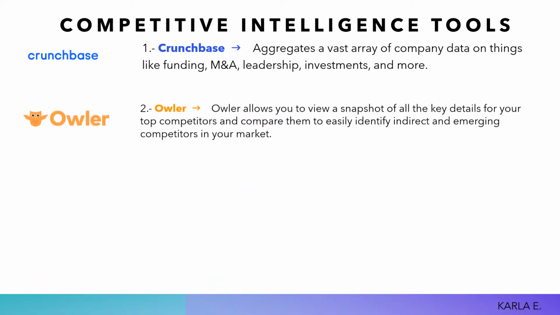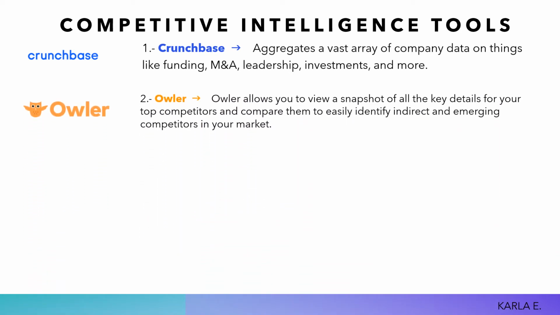The next one is called Euler. Euler allows you to view a snapshot of all the key details for your competitors and compare them to easily identify indirect and emerging competitors in your market. On Euler, you can also subscribe to daily email alerts.